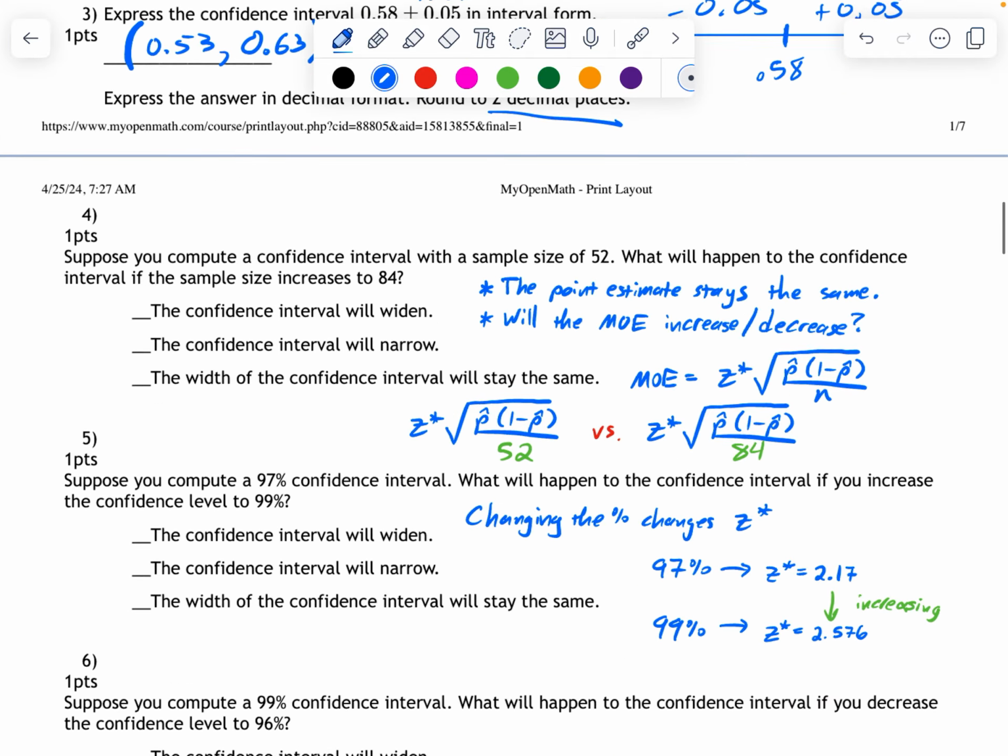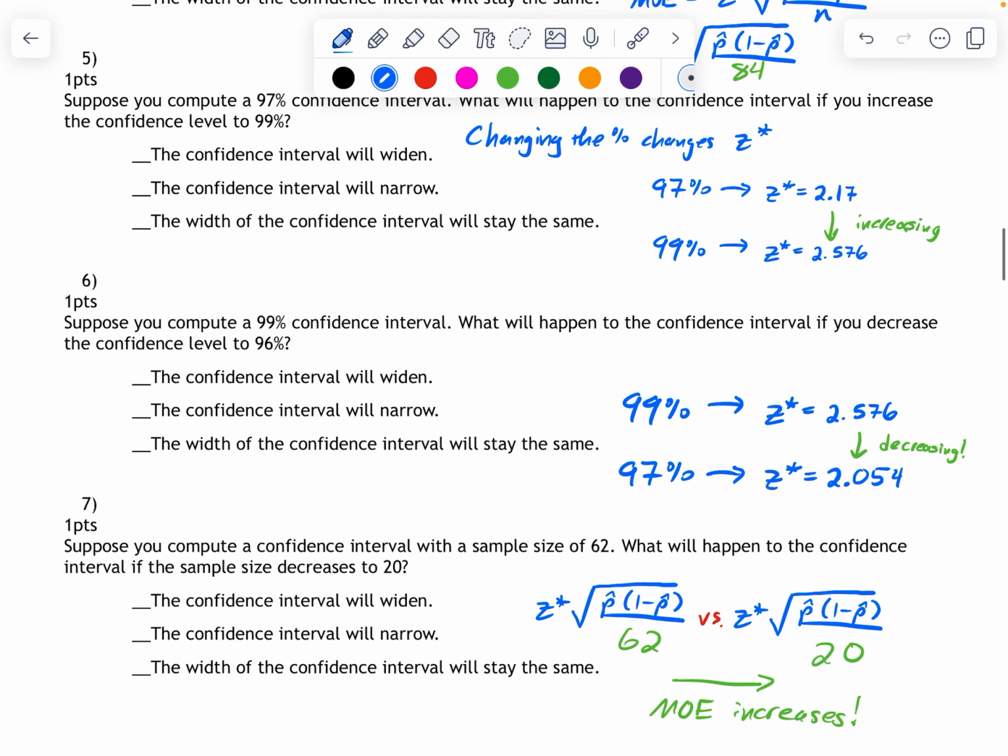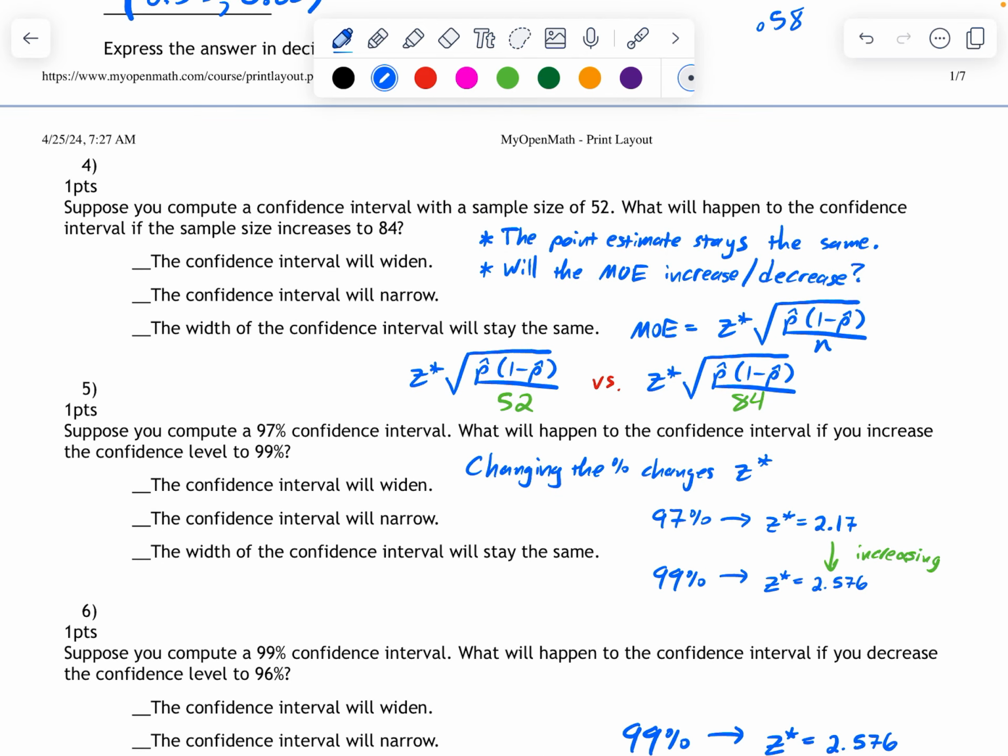All right. Number 4, we got a streak of questions about when the interval will get wider or narrower or stay the same. So suppose we have a confidence interval that had a sample size of 52. So I'm starting here. What will happen to the interval if the sample size increases to 84? So I'm going from here to here. The point estimate will stay the same, as I said earlier. Sample size will not change what the point estimate is.